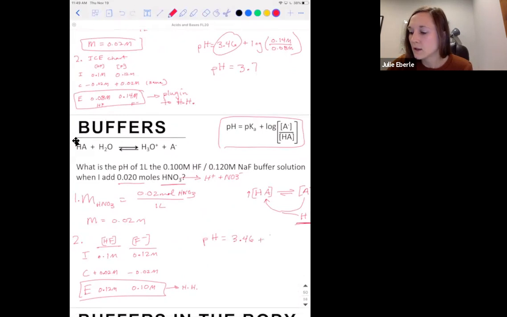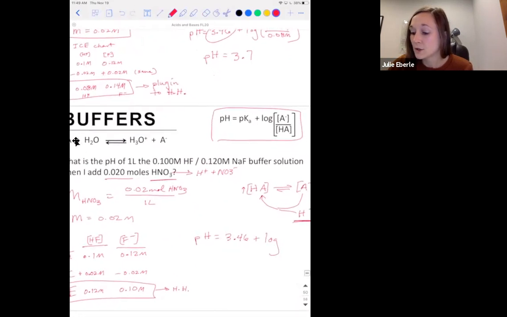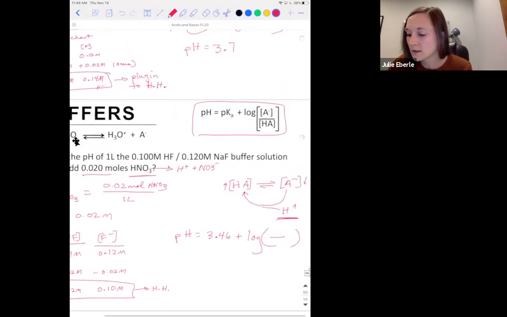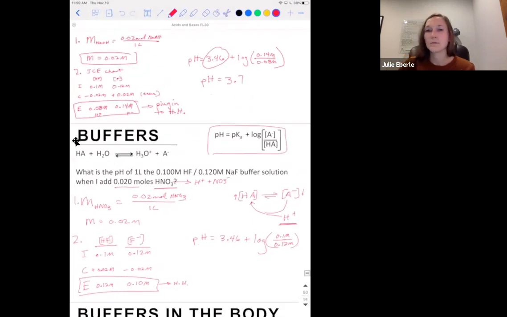And it's going to be plus the log. Make sure you get the top and bottom right here. Conjugate base, F minus, so that's 0.1 goes on top. And the weak acid goes on bottom, 0.12. So now what's pH?